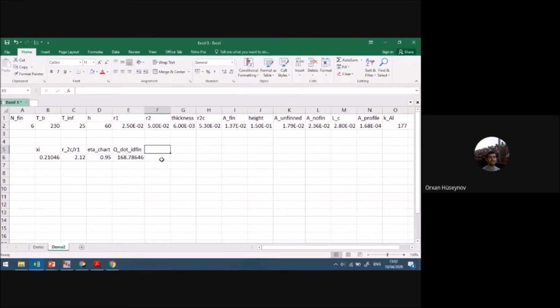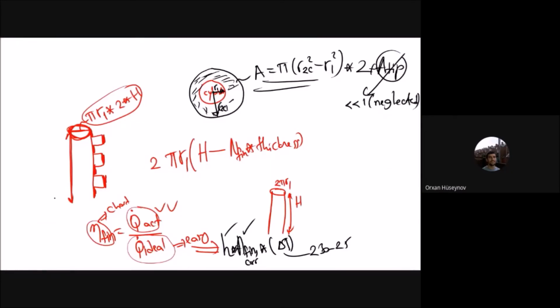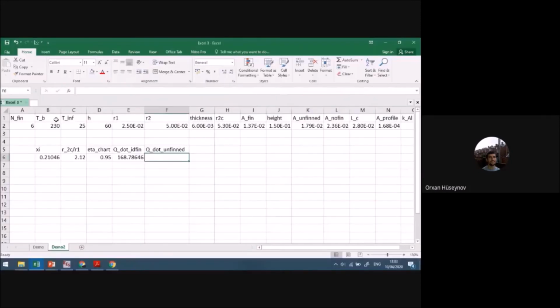So now we have Q dot unfinished parts. We also have heat transfer from these parts, but this one is only by convective heat transfer, and we don't need any efficiency. That one will be equal to area unfinished into again the same delta T. Now Q dot unfinished will be again H into area unfinished into temperature difference, T base minus T infinity.